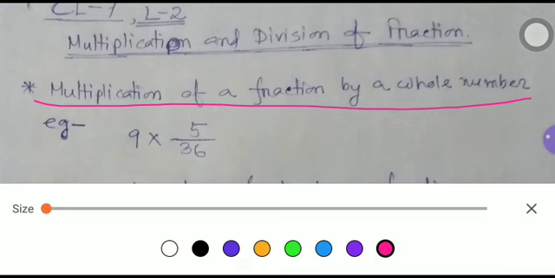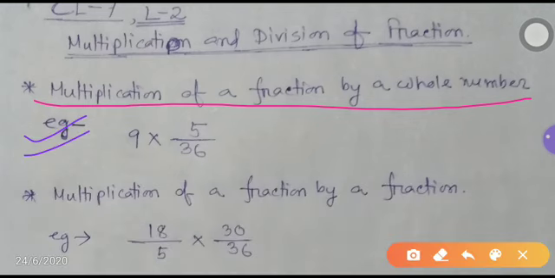Here you see an example. You see 9 into 5 by 36. 9 is one whole number and 5 by 36 is one fraction. So what is the first step? One thing you have to keep in mind: this 9 into 5 by 36 means this 9 will come with the numerator. First step, we have to see whether any common factor is there or not. If there is any common factor, we have to do cancellation. First we have to cancel out.